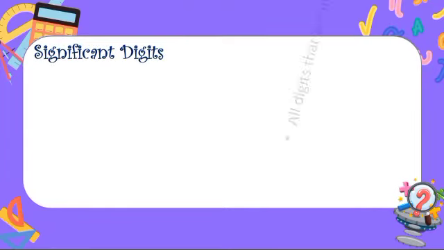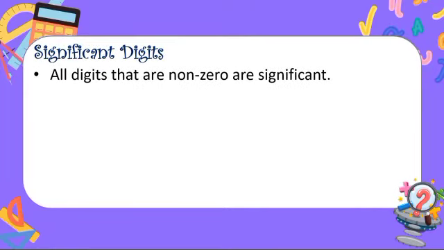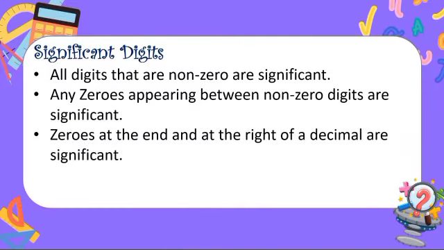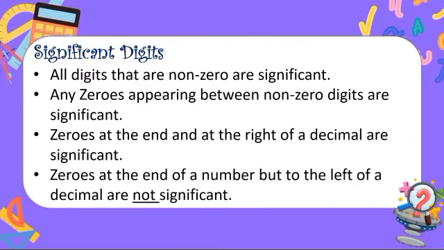Let's recall about significant digits. Remember, all digits that are non-zero are significant. Any zeros appearing between non-zero digits are significant. Zeros at the end and at the right of a decimal are also significant. Any zeros at the end but to the left of a decimal are not significant. So let's have examples.